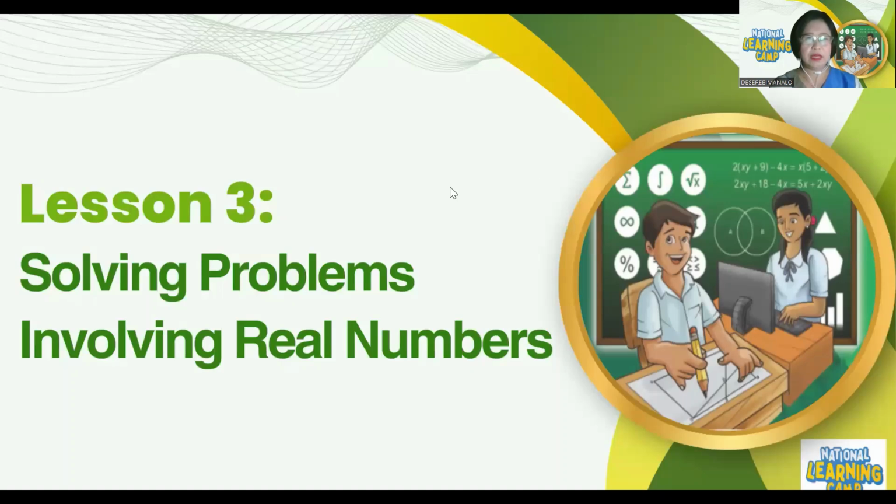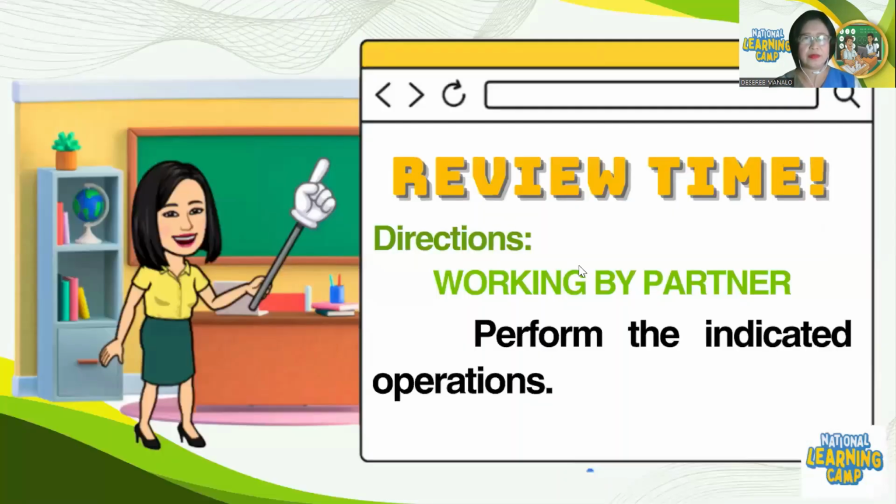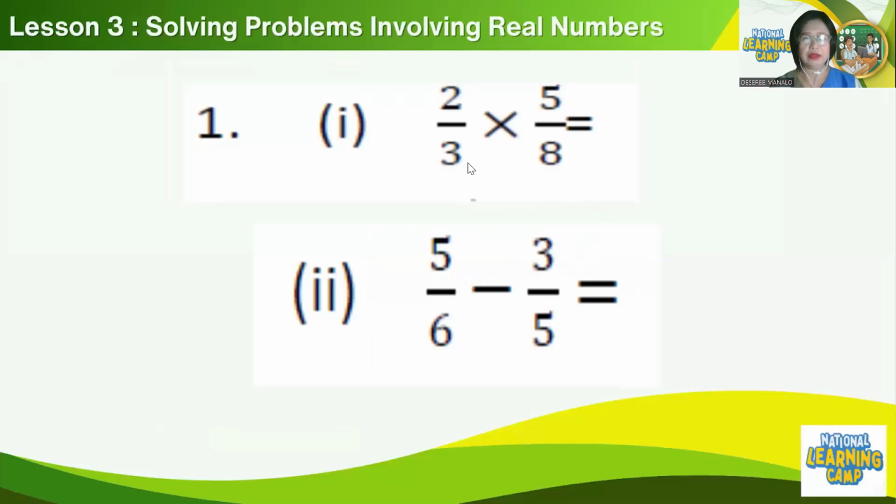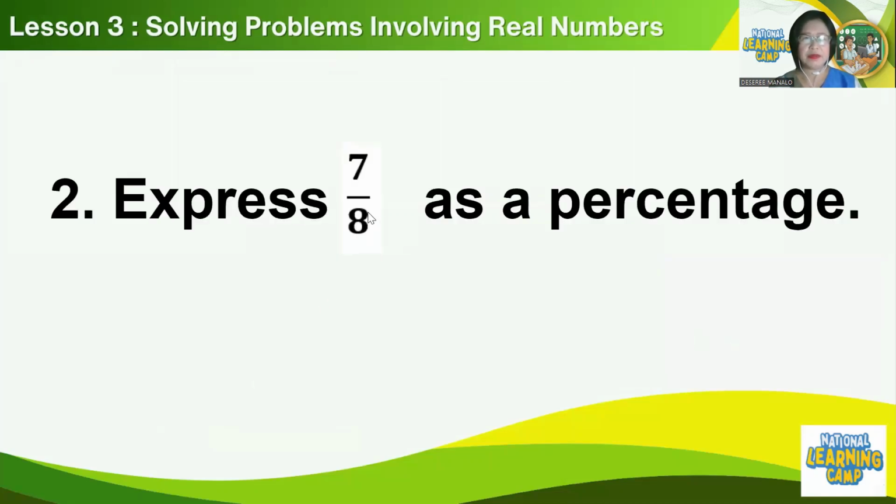Our topic now is lesson 3, solving problems involving real numbers. Let's start from a review. Directions: perform the indicated operations. For number 1, 2/3 times 5/8. 1 2i, 5/6 minus 3/5. For number 2, express 7/8 as a percentage.